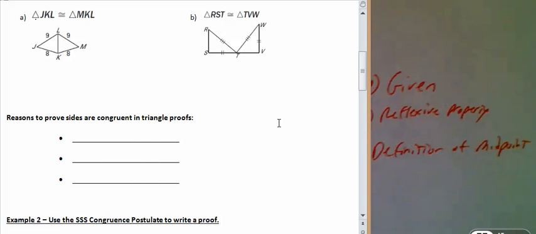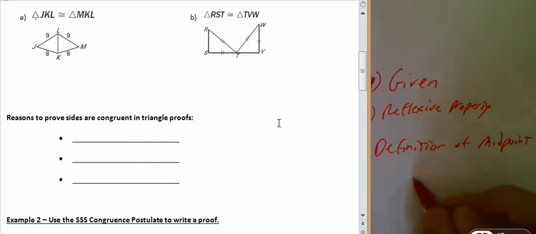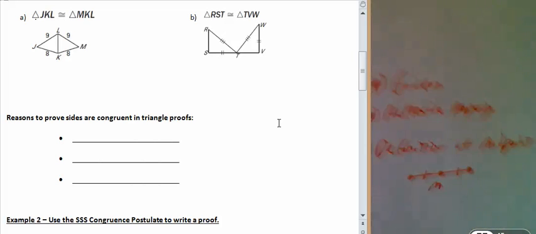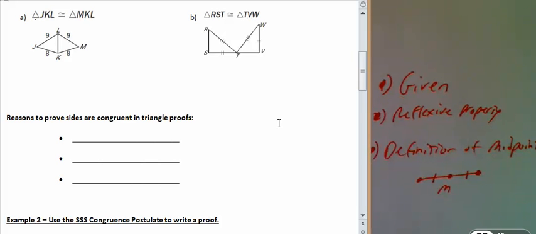But if you remember, midpoint was when you had a point directly in the middle of a segment. So like if this was the midpoint right here, well then these two little pieces had to be the same. So if our goal is to try to get as many sides congruent as possible, we want to know how to get as many segments congruent as possible. Well, given is a way to get it, reflexive property is a way to get it, and midpoint will get us segments that are congruent as well. Okay, so those are the three reasons you could use to get sides congruent in a triangle proof.